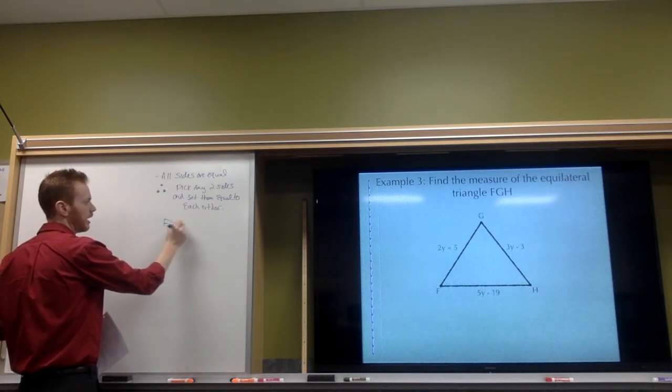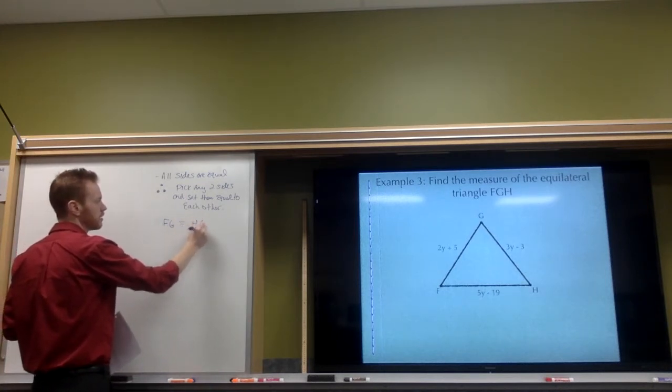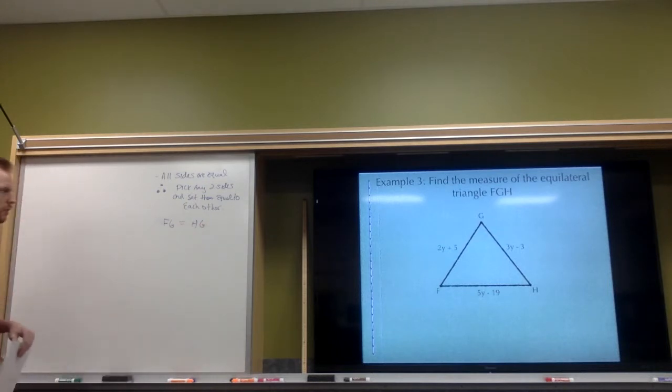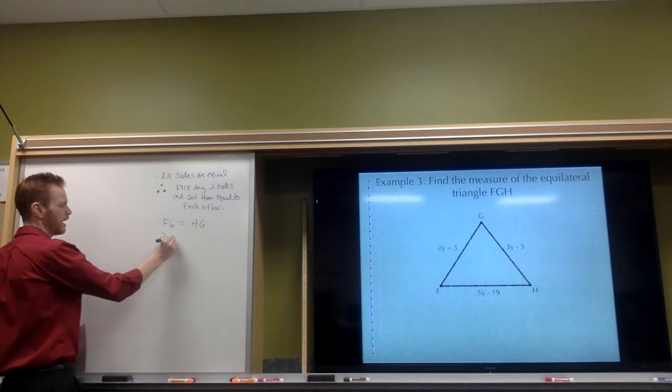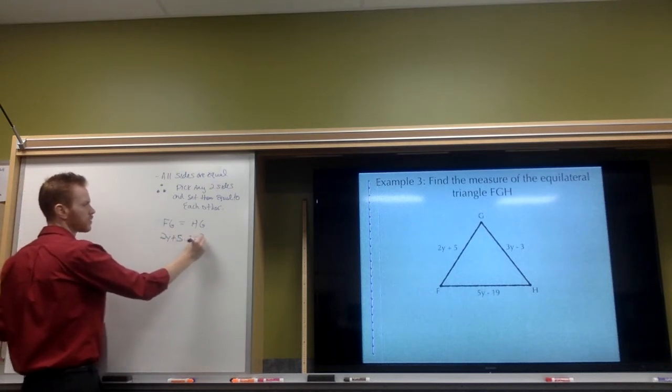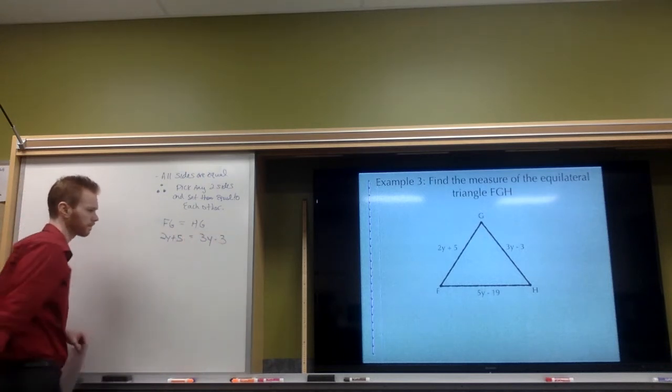I'm just going to skip the equals. FG is equal to HG. I'm not going to go congruent and equal. I think we're okay for now with that. So 2y plus 5 equals 3y minus 3.